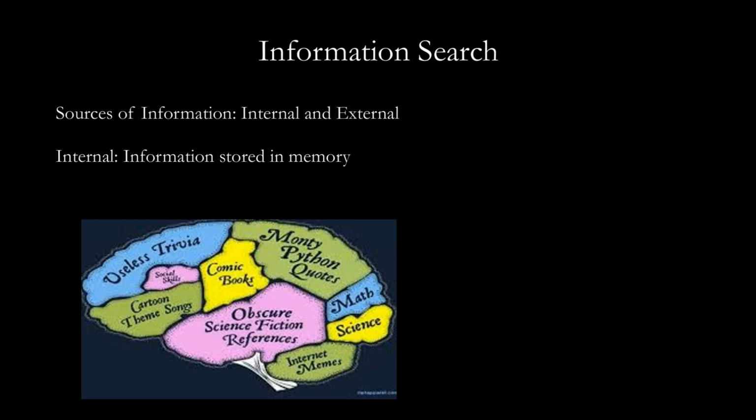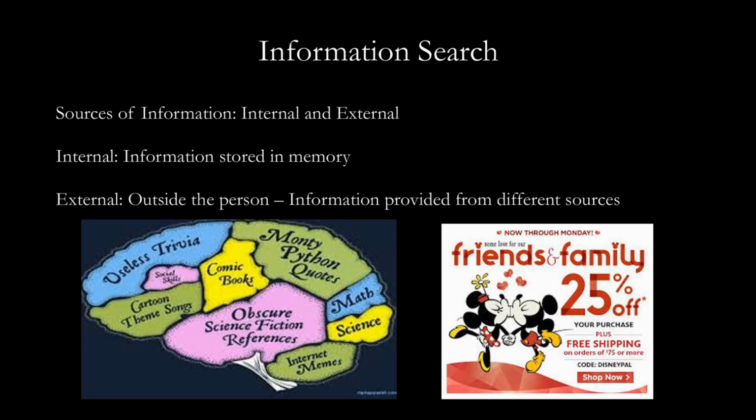It's inside your brain. Our other type of information search is external. External sources consist of information provided by search engines, retailer sites, media, friends, or family members. External information search is outside of us, outside of our brain. What happens if you're searching for a product or engaging in shopping that you've never done before?